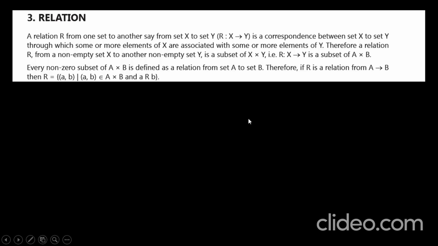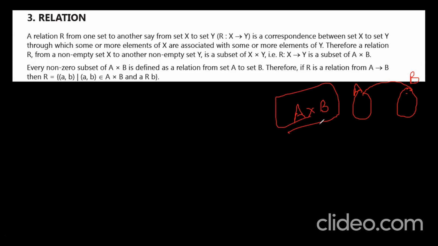Now, if you go for relation, we know that a relation is any kind of thing happening between two things, right? So two things should be present. Those two should not be absent. That is very important. A and B are two sets. If I take A × B, then any subset of this A × B defines a relation. What is the meaning?